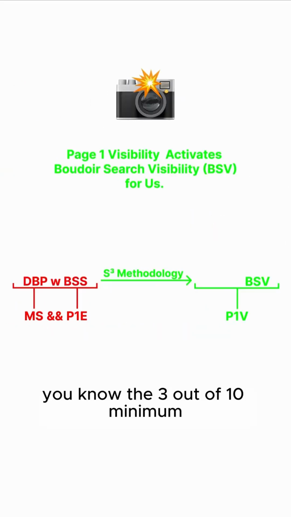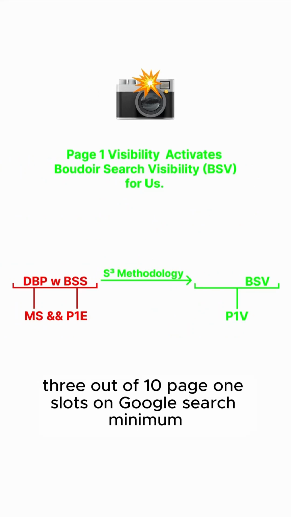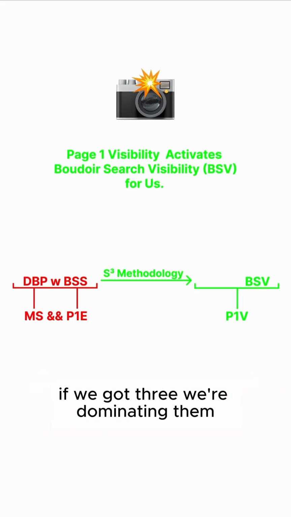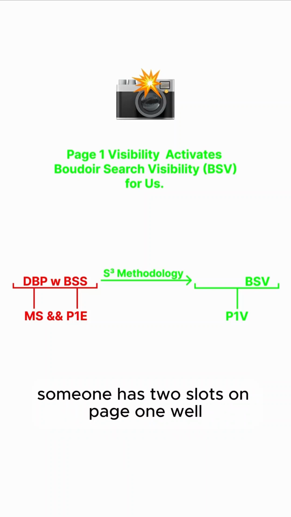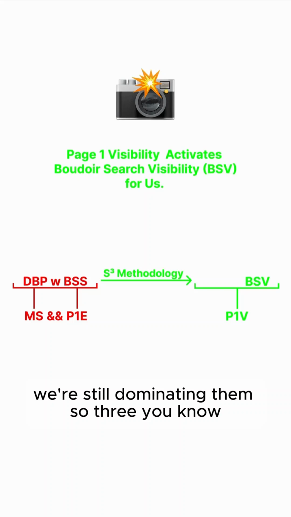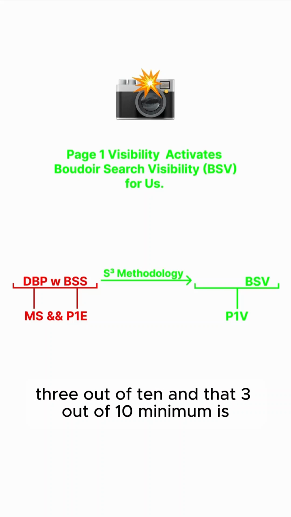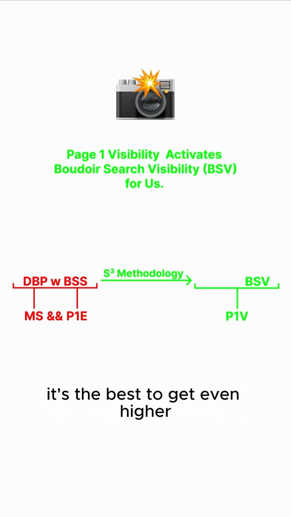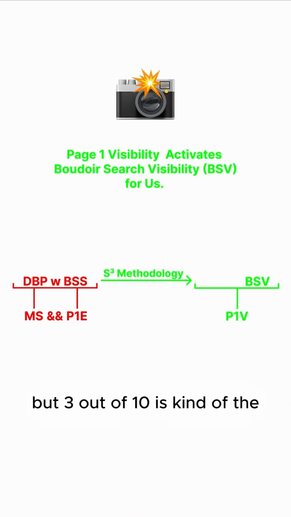You know, the 3 out of 10 minimum, 3 out of 10 page one slots on Google search minimum, because basically everyone else can have one slot. If we got 3, we're dominating them. And the ultra rare chance someone has 2 slots on page one, well, we're gonna have 3. We're still dominating them. So 3 out of 10, and that 3 out of 10 minimum is really the best for all scenarios. Obviously, it's the best to get even higher, but 3 out of 10 is kind of the minimum where we want to get to.